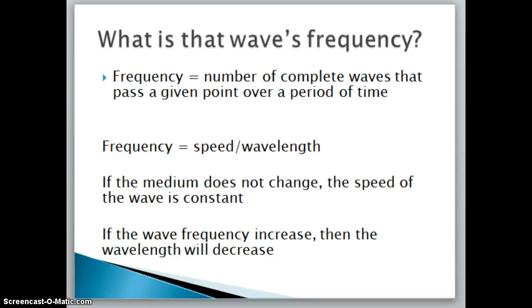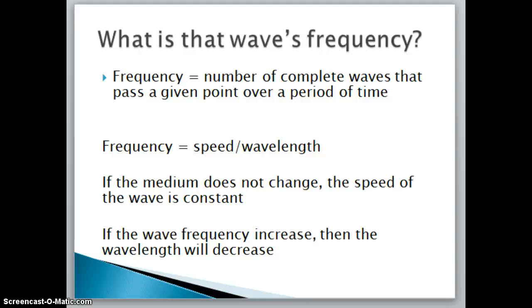Now, if we know the wave's speed and we know the wavelength, we could calculate the wave's frequency. So we know that the frequency is the number of complete waves that pass a given point over a period of time. So if we start with point A to point B, we can see how many complete waves there are from point A to point B.